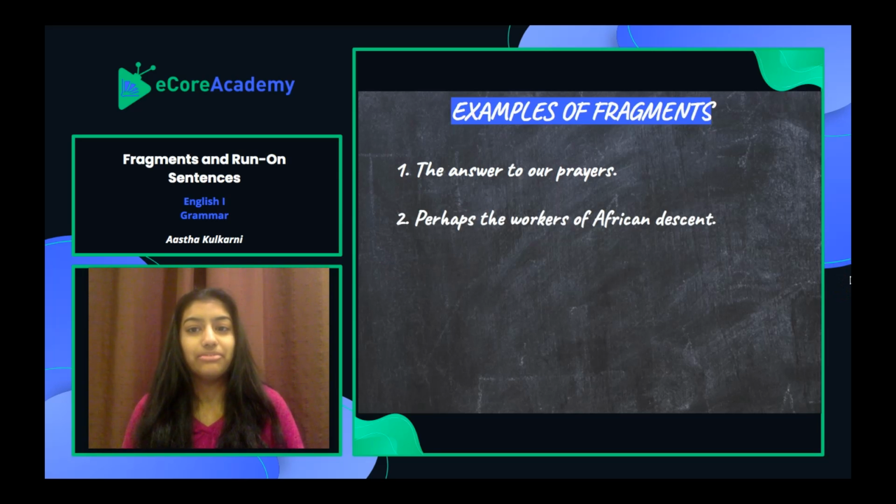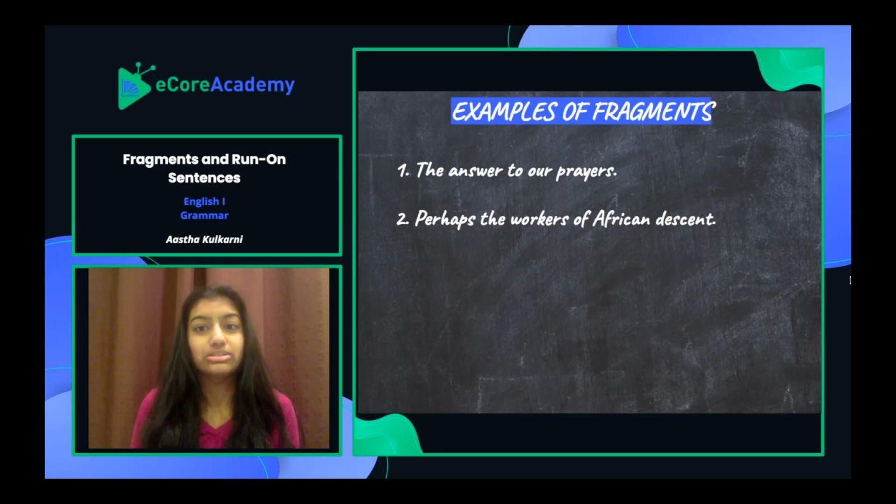Perhaps the workers of African descent. Again, what are we trying to put across? Perhaps the workers of African descent what? What are they trying to do? Perhaps what? Or maybe what are you describing about them? Fragments, as I've said before, they express incomplete thoughts. And we can already see in these two examples, the readers are often left feeling quite lost and confused as to what that sentence was trying to put across, or in this case, fragment.